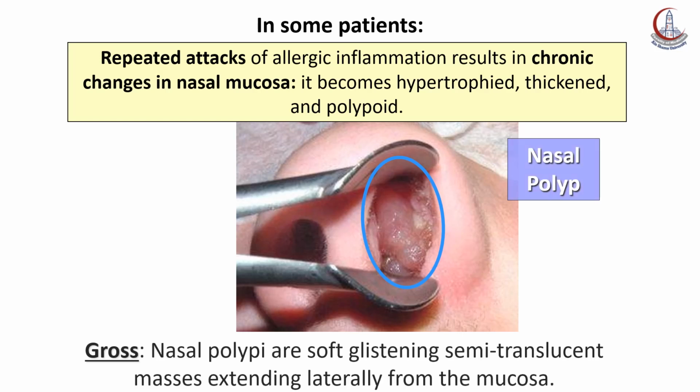allergic nasal polyp. The gross picture of these polypi are soft, glistening, semi-translucent, extend laterally from the mucosa and obstructing the lumen of the nasal cavity.